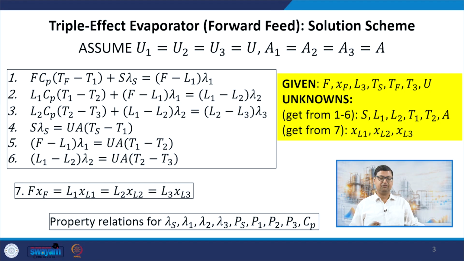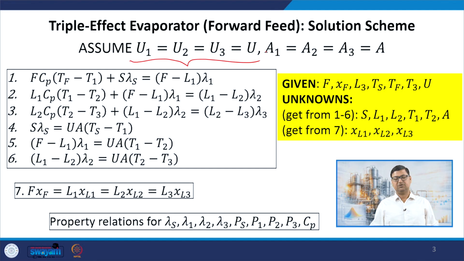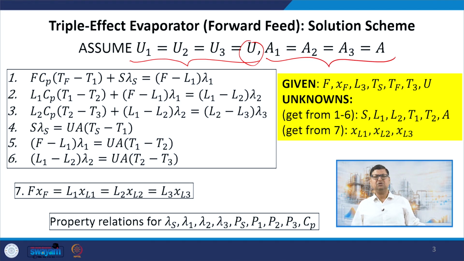So, in this class I am going to do the same thing for a triple effect evaporator, and then we can do some problems on the evaporators. Just to recap, we were doing the forward feed, and this was the solution scheme that we finally arrived at. We had assumed here that the heat transfer coefficients of the three effects are the same, equal to U, and the heat transfer area is also the same for all the effects. This is not generally true, but this was assumed for simplicity.